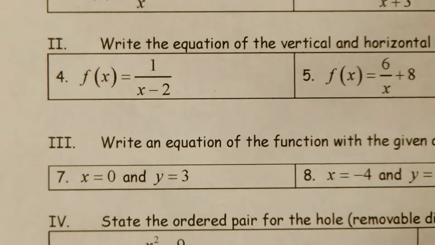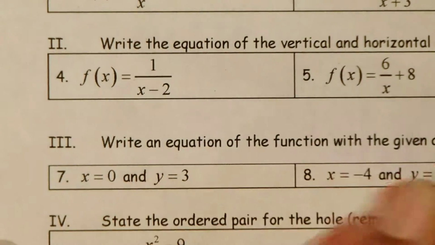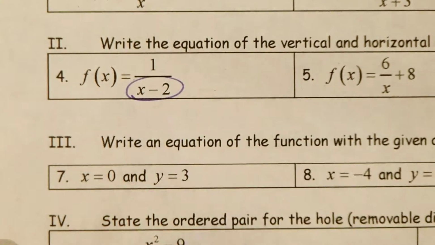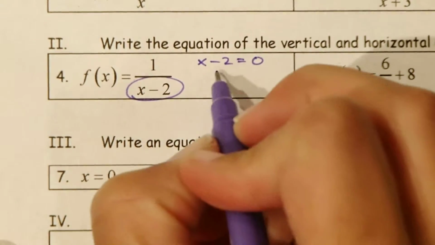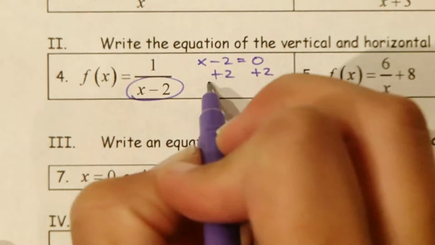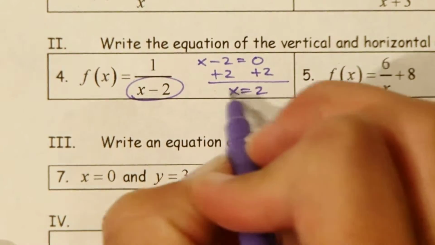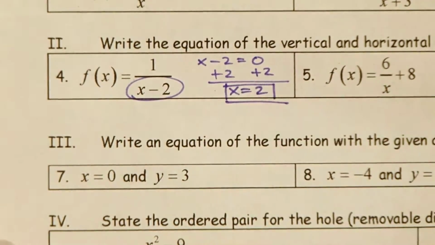Number 4, write the equation of the vertical and horizontal asymptotes, then state the domain and range. So let's begin with the vertical asymptote. The vertical asymptote is found where the denominator equals 0. So we're going to set this equal to 0, x minus 2 equals 0, add 2, x equals 2. Here's our vertical asymptote.